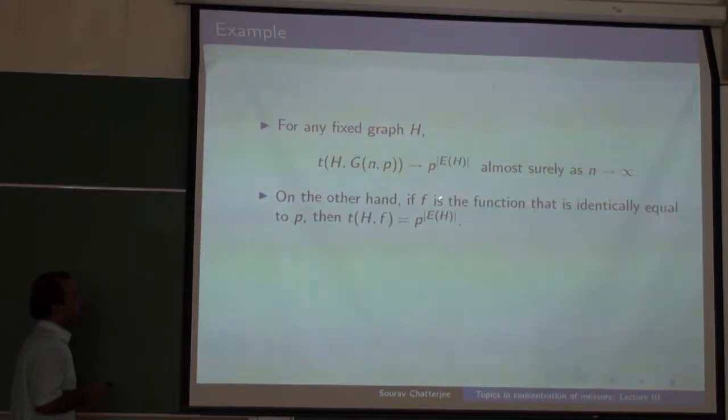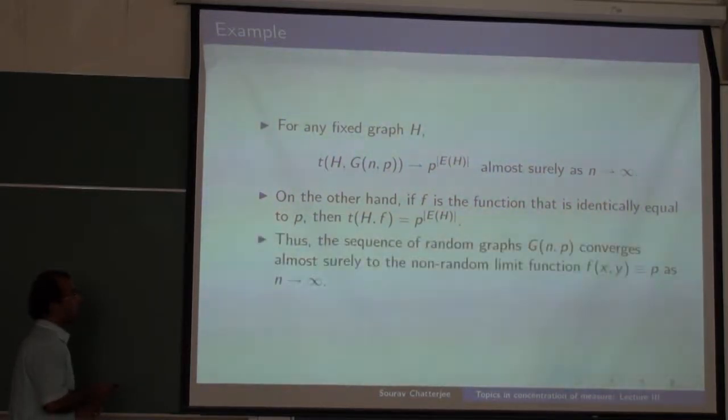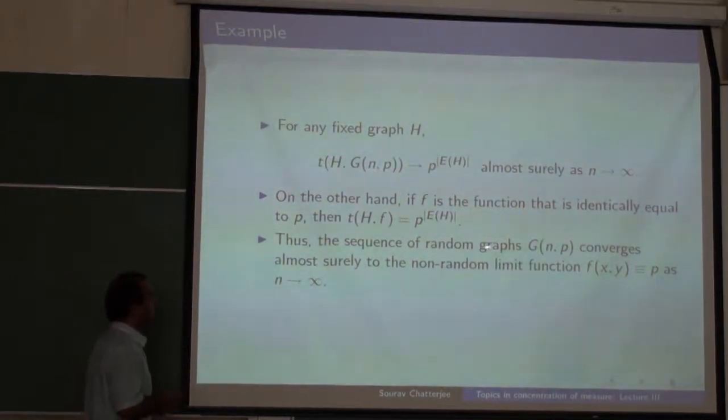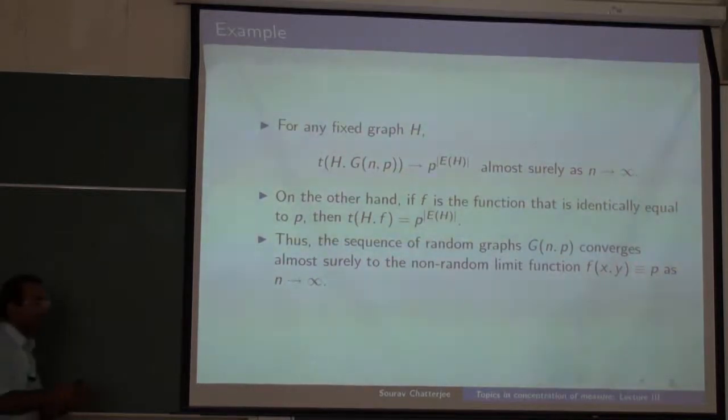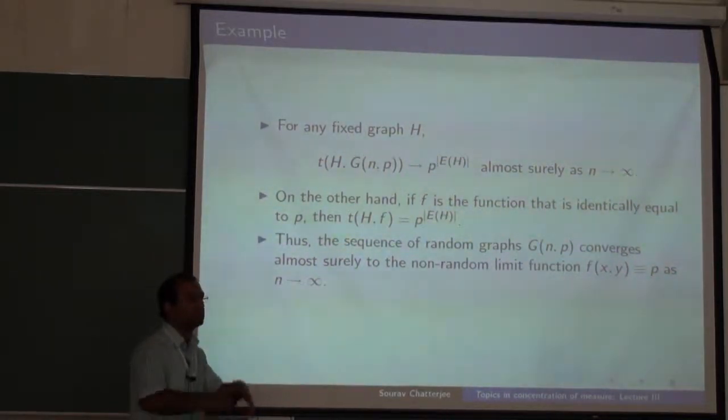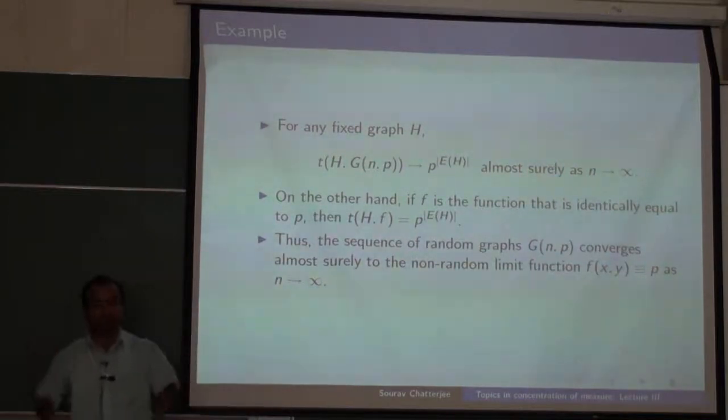On the other hand, if f is a function that's identically equal to P on the unit square, then for every H, t(H, f) is P to the number of edges in H. So these two things are the same. According to this Lovász and Szegedy definition, these random graphs G(n,P) converge almost surely to this non-random limit function that is identically equal to P. Okay, so that's a law of large numbers for G(n,P), for the graph itself. You can talk about various laws of large numbers for various things associated with G(n,P). This is a law of large numbers for the full graph G(n,P). Okay, it converges to this limit function.